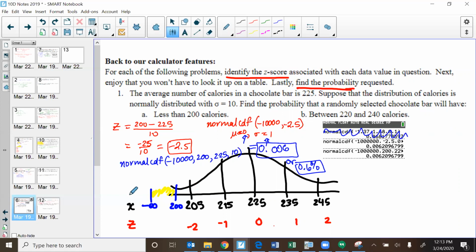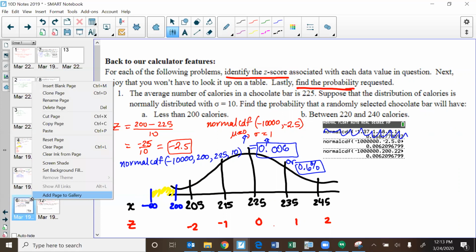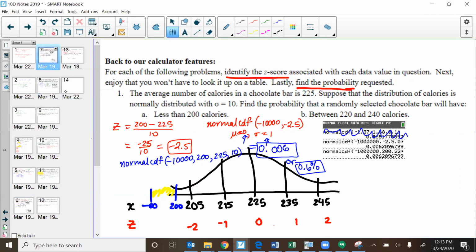Okay, and then to do part B, I'm just going to clone this page so I have a little more room to work. And I'm just going to erase some stuff here.